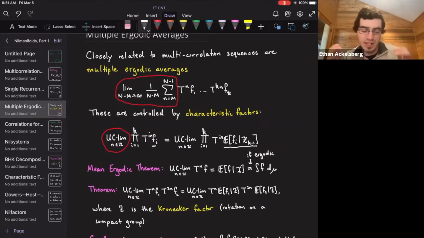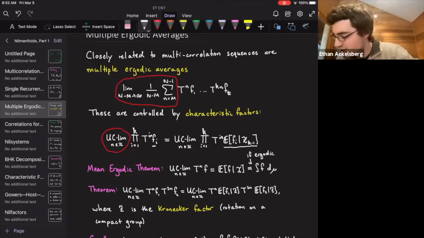So just like if we wanted to understand how mu of A intersect T^-n A behaves, it was enough to understand compact groups, if we want to look at multiple ergodic averages of this form, we basically just have to understand actions on compact groups. And if you want to prove this, the key tool is the van der Corput trick. So if you use van der Corput and you know the ergodic theorem, you can prove this result without too much having to happen.